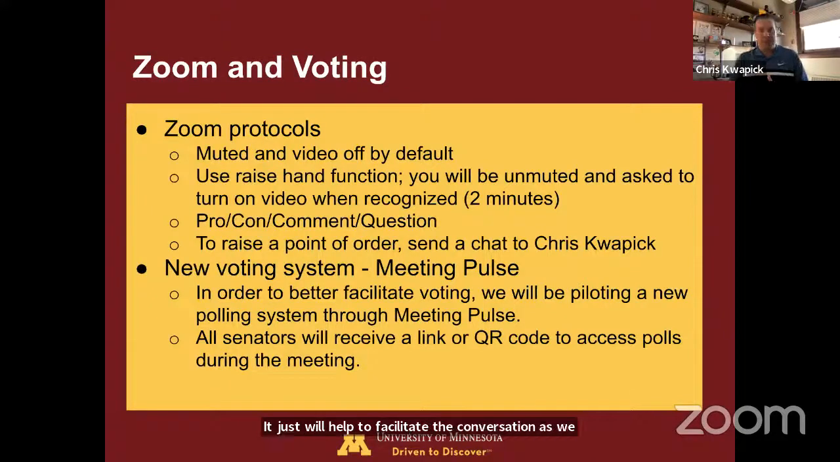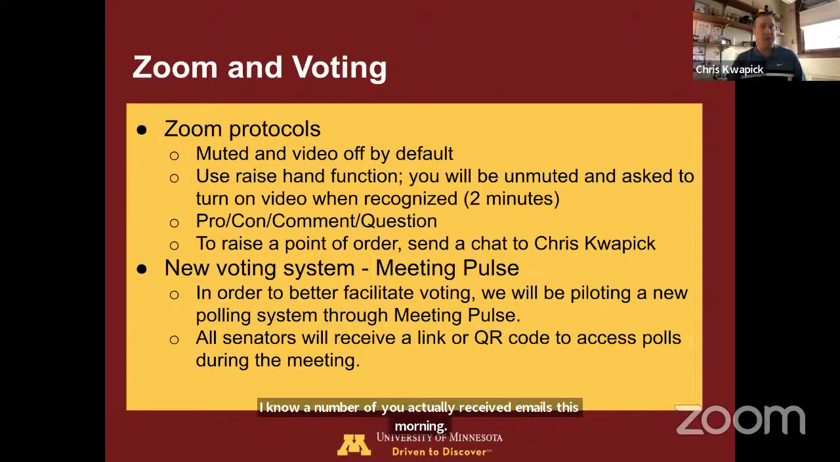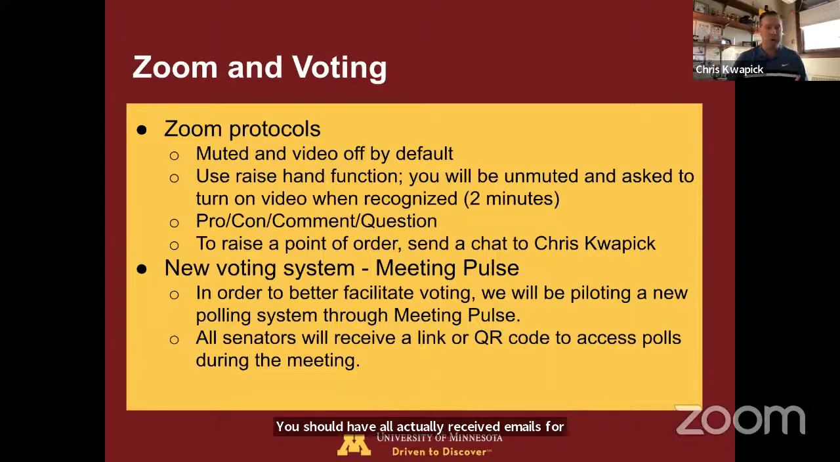And finally, I want to talk about a new voting system. I know a number of you received emails this morning. You should have all received emails for a new voting system that we're going to be using. It's run through a third-party system called Meeting Pulse. Unfortunately, we did a number of tests throughout the month of September and had what we thought was everything up and running until midweek, when Meeting Pulse redesigned their interface, which led to some issues that we discovered this morning. So many of you noticed we are asking you to disregard those emails that you got this morning.